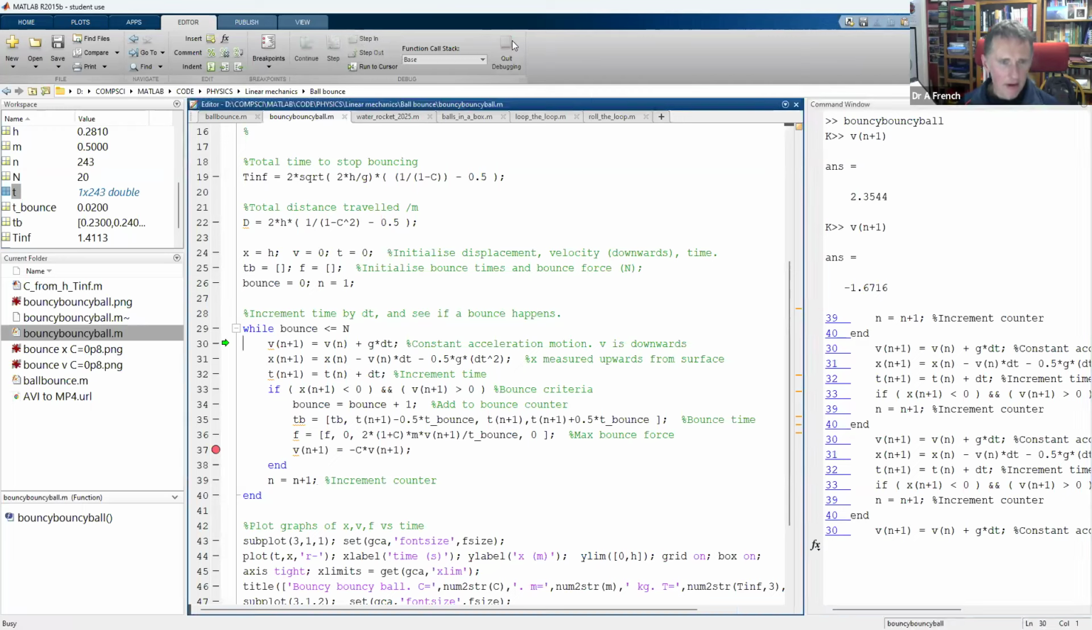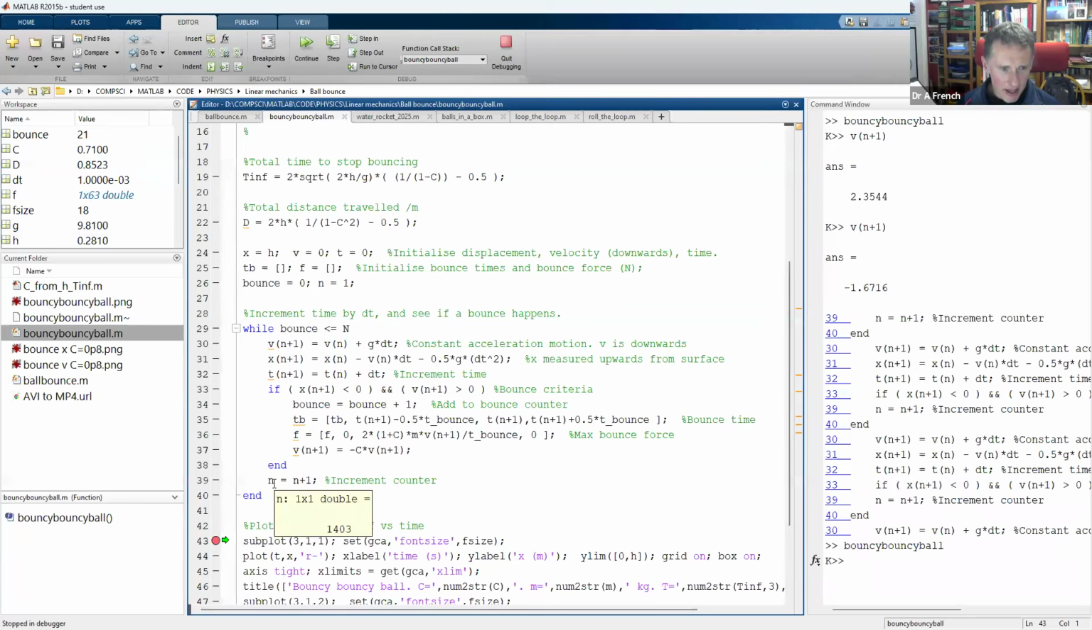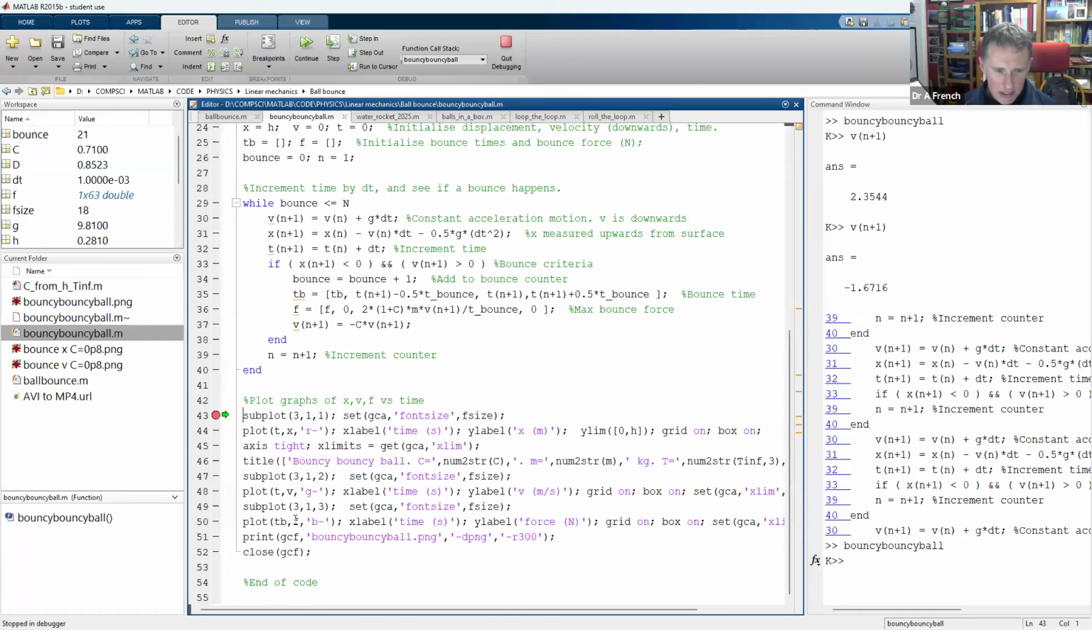Let's just quit that because there's lots of loops. If I take a breakpoint here, that happened very, very quickly. N is now 1,403. Look how fast that was. This is the power of computing, everybody: we can do a repeatable operation which would be boring to us in a fraction of a second. And then all the rest of it is just literally plotting some things.